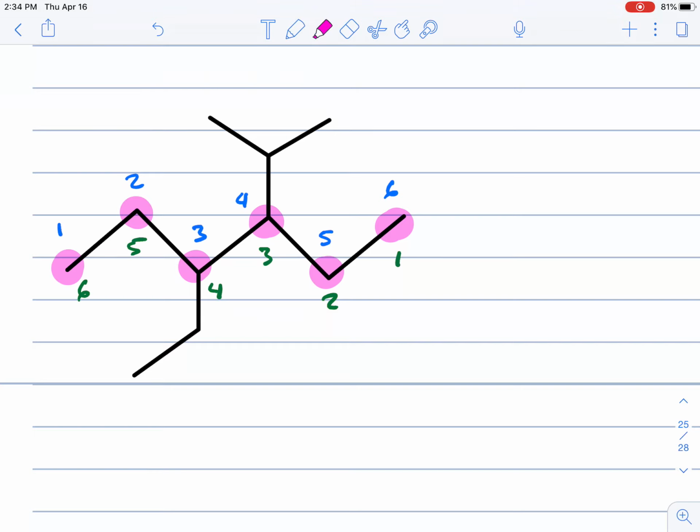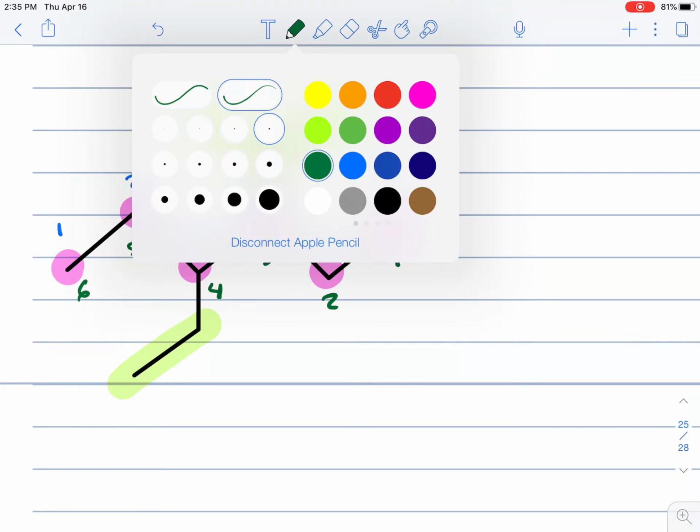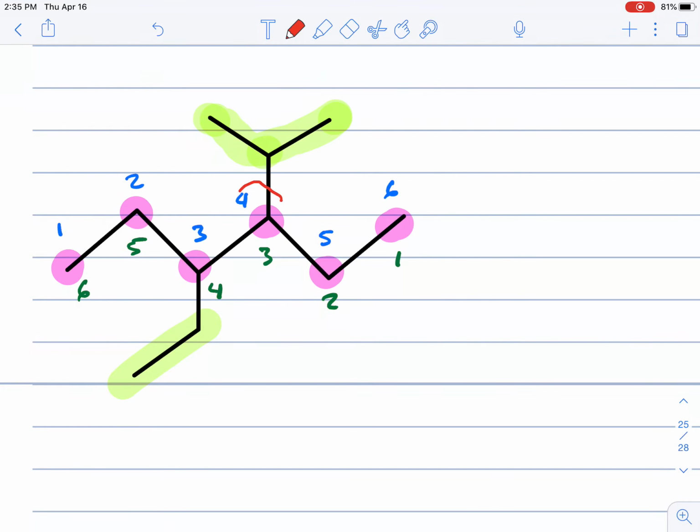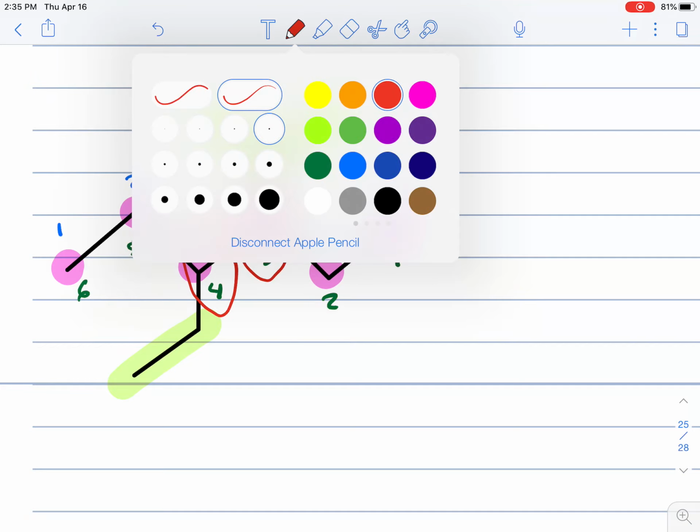So I'm going to highlight my substituents. These 3 are a substituent. Actually, this whole item right here is a substituent, and this whole item right here is a substituent. And so it looks like the numbers that I'm going to compare are these two. If you look at what I've circled, we have 3 and 4, and 4 and 3. Now if you do the math, I'll just be consistent.